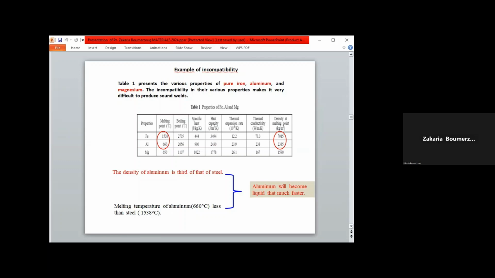In addition to that, the density of aluminum is a third of that of steel, as shown in this table.